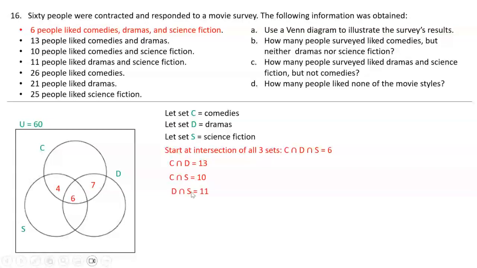Now we're going to do dramas and science fiction, the same thing where they intersect. So let's see, dramas and science fiction. So we're talking about this area here. So this must be 11, I already got 6, so this has to be a 5.